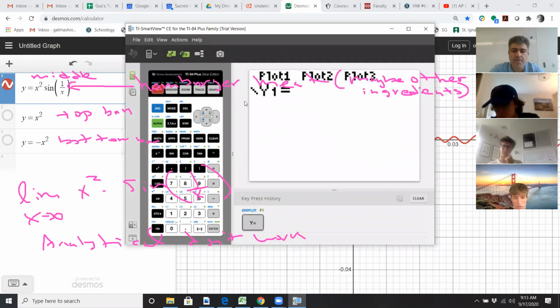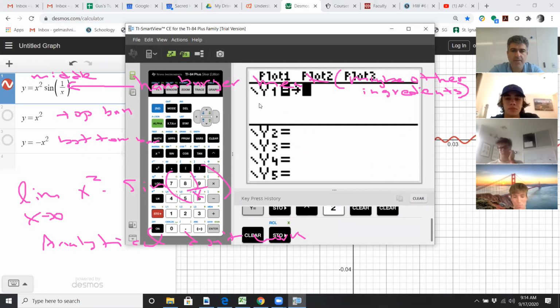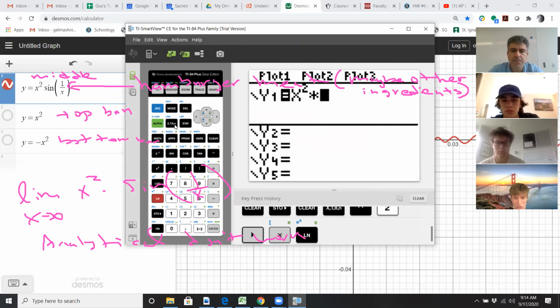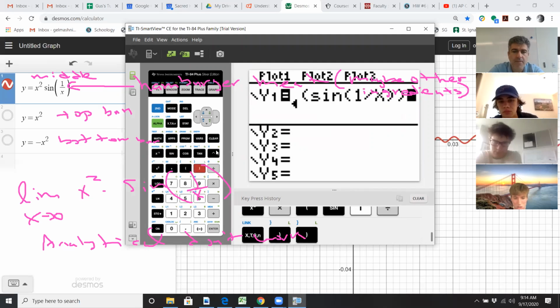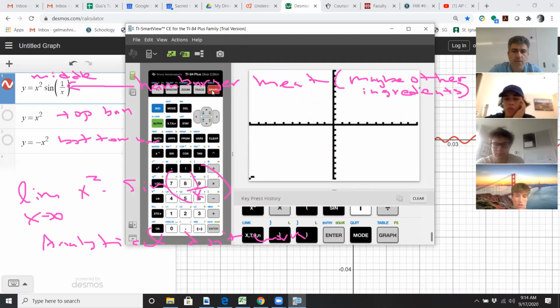If I go to y equals, x squared times, let's just use my keyboard, sine of 1 over x, enter. Okay, this will be a little choppy. Make sure my mode is radians, which it is. And of course, if I graph it, it's going to look kind of weird, but that's okay.